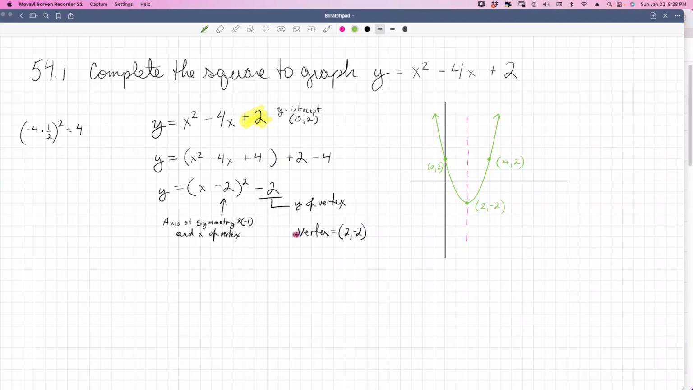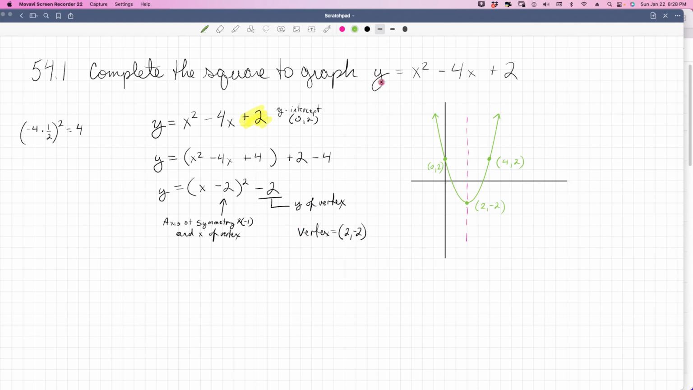So, welcome to lesson 54 of my advanced mathematics or algebra 3 class, whatever you want to call it. We are going to refresh our memory on how to complete the square in order to graph a parabola.